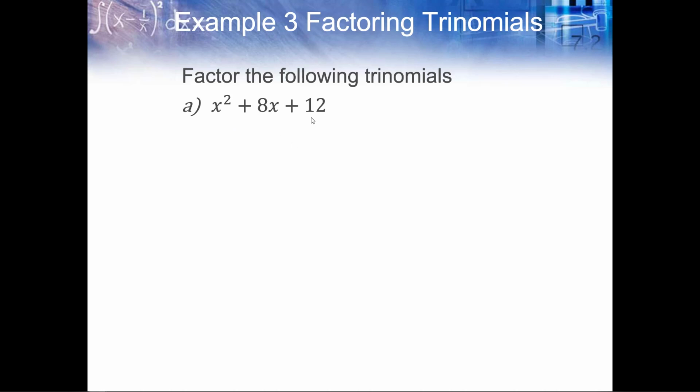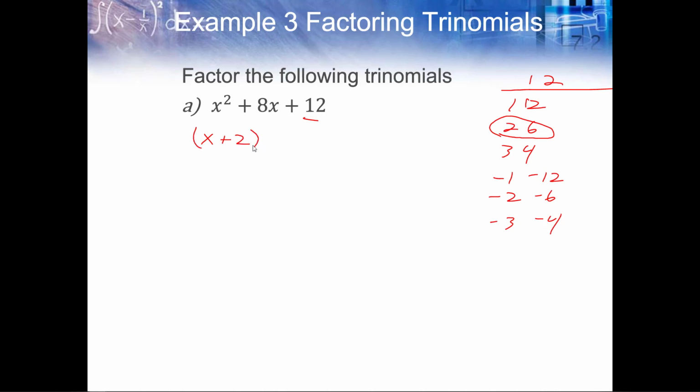Here we have a 12. So we want to find factors of positive 12. That will be 1 and 12, 2 and 6, 3 and 4, negative 1 and negative 12, negative 2 and negative 6, negative 3 and negative 4. Well, we want them to sum to 8. So the only factors that will sum to 8 are 2 and 6. As a consequence, this will factor to x plus 2 times x plus 6.